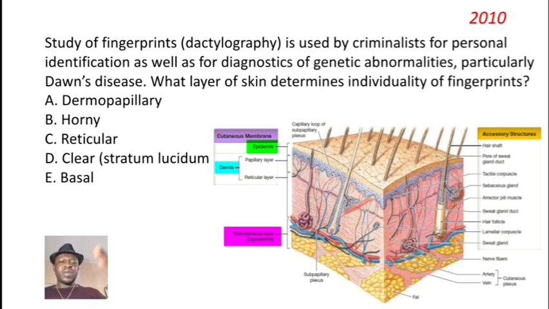The epidermis has nothing to do with fingerprints. If you still remember, the epidermis has five layers: stratum basale, stratum spinosum, stratum granulosum, stratum lucidum, and stratum corneum. So if you check here, basalis is a wrong answer, lucidum is a wrong answer, and the reticular layer is a wrong answer. Dermopapillary is the only correct answer here. So it's the dermopapillary layer.